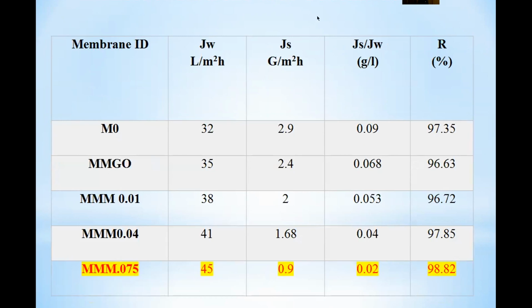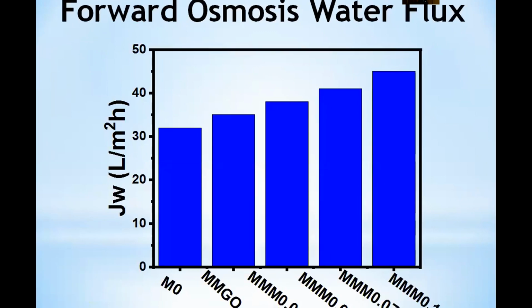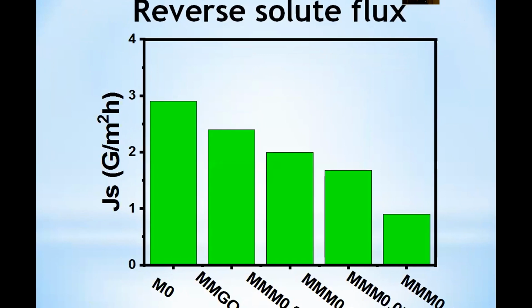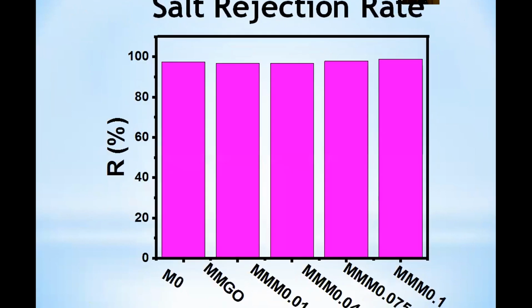In membrane performance, we take the optimum concentration of graphene oxide and change the concentration of titanium dioxide. Water flux increases, the reverse salt flux decreases to the minimum, and the salt rejection rate increases to the maximum. This figure shows that the forward osmosis flux increases to the maximum, the reverse salt flux decreases to the minimum, and the salt rejection rate increases to the maximum.